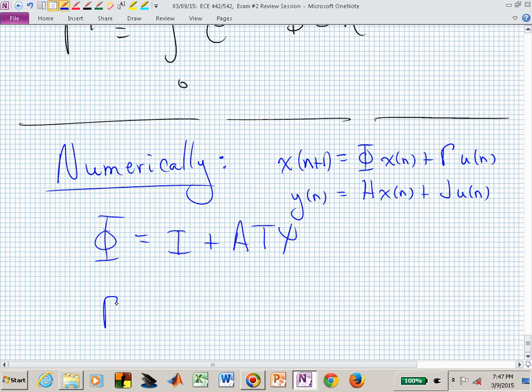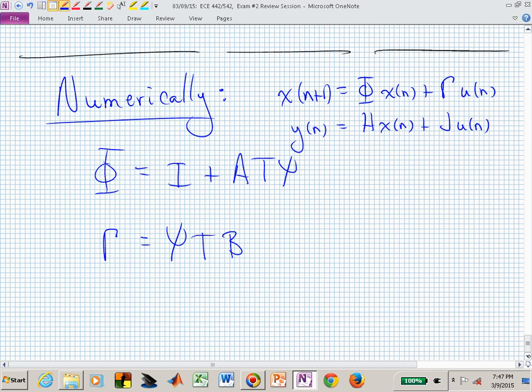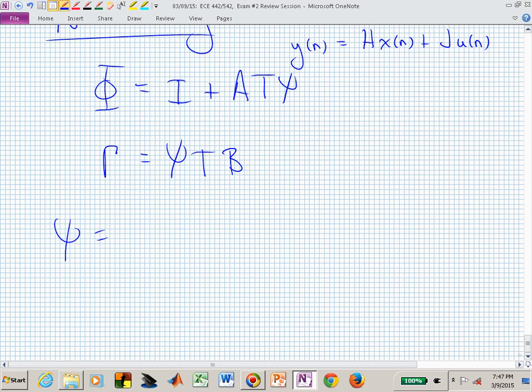And the input matrix gamma also utilizes that psi. It now has psi times b, where psi you can now find numerically by this nested set of multiplications and additions of matrices. Meaning you pick a number, and on an exam you wouldn't want to pick a very big number, but numerically, if you were working this, maybe in reality, you might pick a number like 11, for example, and now nest this up based on 11 different terms.